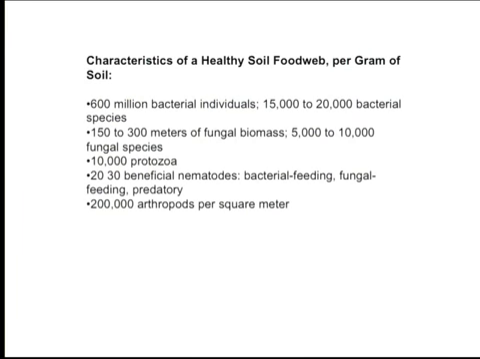And here are characteristics of a healthy soil food web. 600 million bacterial individuals, this is per gram of soil. Per gram of soil. It's amazing. About 15 to 20,000 bacterial species, 150 to 300 meters of fungal biomass, 10,000 protozoa, 20 to 30 beneficial nematodes that feed on bacteria and fungi, and 200,000 arthropods per square meter in that particular case, like different insects that are important, especially Collembola. All right?